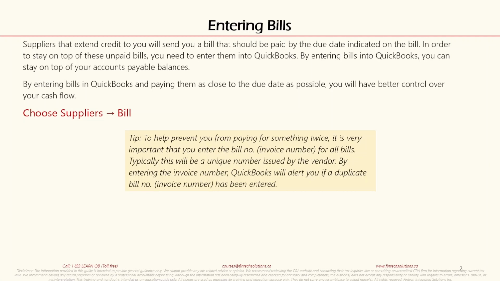Of course, things can be rectified later, but you don't want to make a mistake on that part and inflate your accounts payable. By entering the invoice number, QuickBooks will alert you if a duplicate bill number or invoice number has been entered from the same vendor or the supplier. All right, let's see in action how we can record bills.